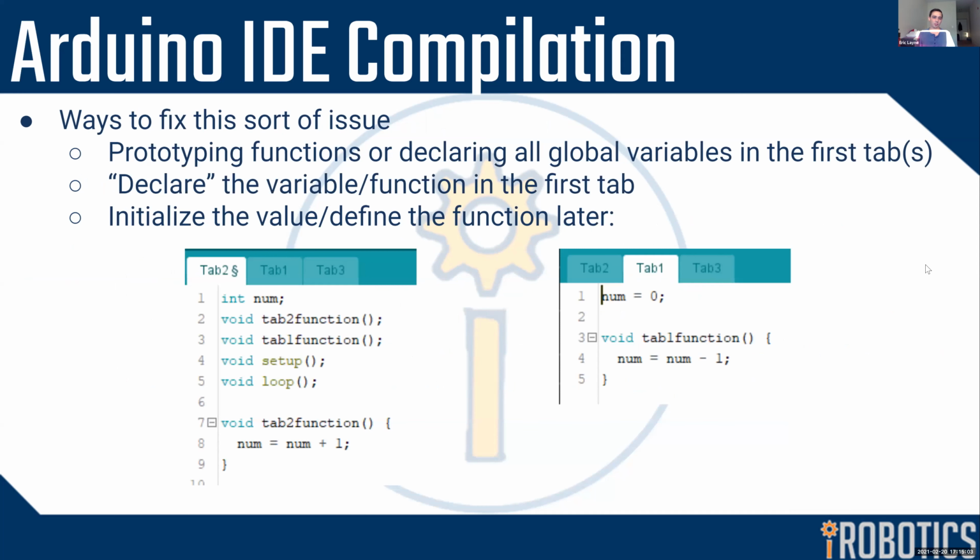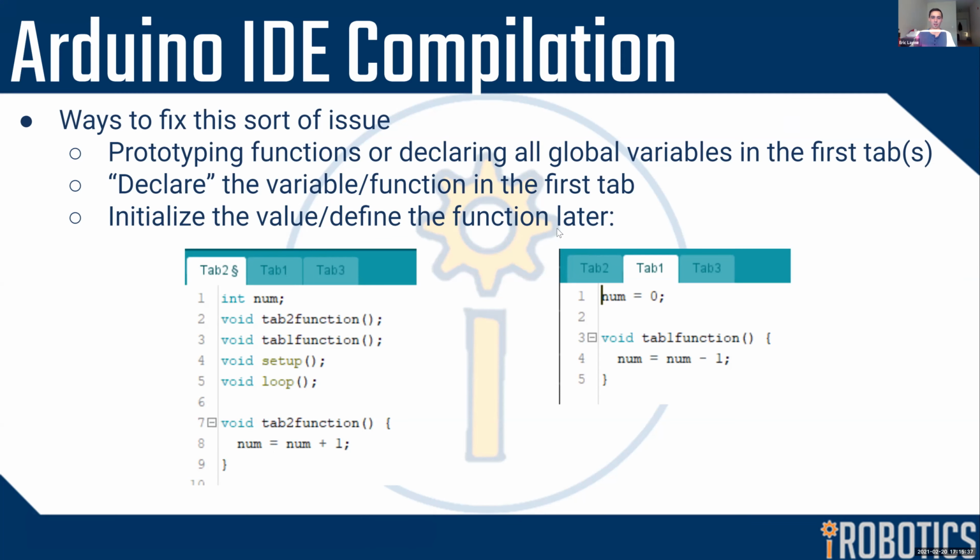So some ways to fix this sort of issue is you can prototype functions and declare all global variables in the first tab. So you can see here on tab 2, I have integer num is declared. So there's int num. So then when it's reading line by line, the compiler sees, okay, this is where int num is. Here's all of my functions, tab 2, tab 1, setup, loop. So it knows about all of the things it needs to know about. So when it gets to tab 2, it's like, okay, here's the code for tab 2. It uses num. I know where that is.